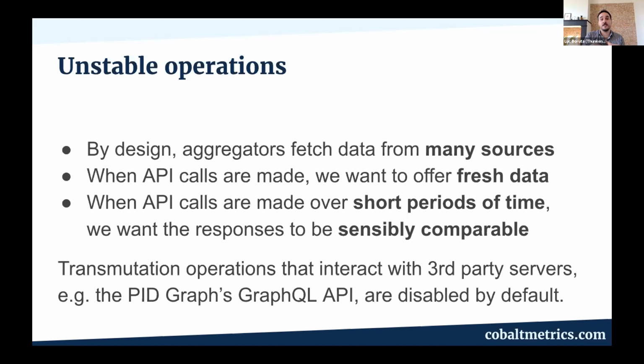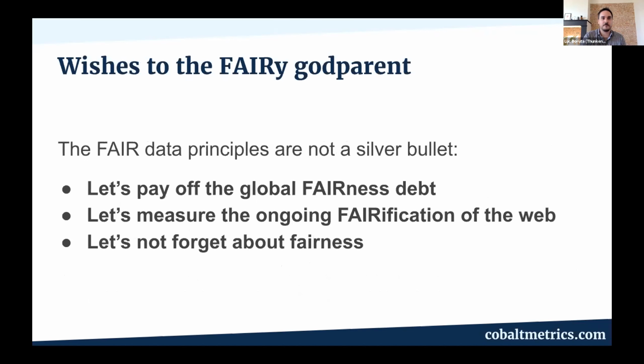So any operation that interacts with third-party servers, for example, the GraphQL API from DataSide that powers the PID graph, every time you contact Cobaltmetrics, it contacts DataSide. And so to make sure that it is reproducible, that is turned off by default. You need to send an extra option to the API, just so you know. But it doesn't change the logic. It doesn't change the capabilities of the whole thing.